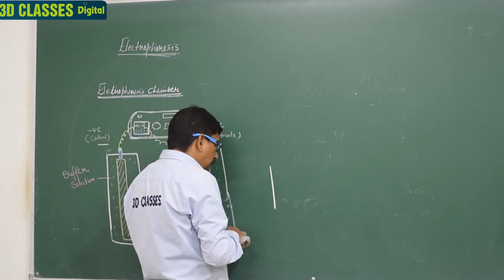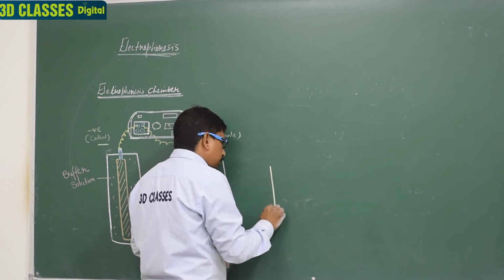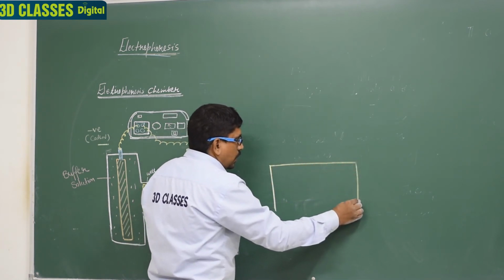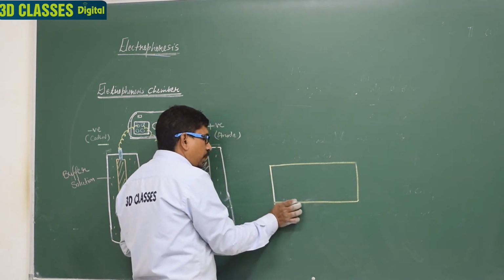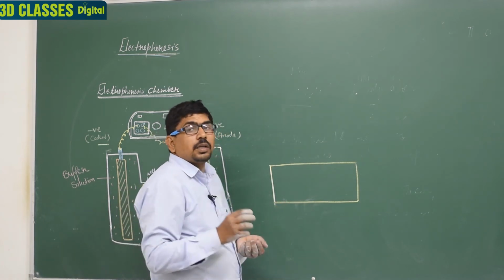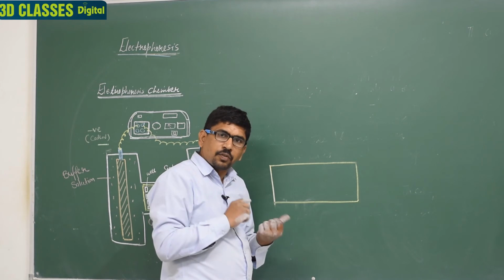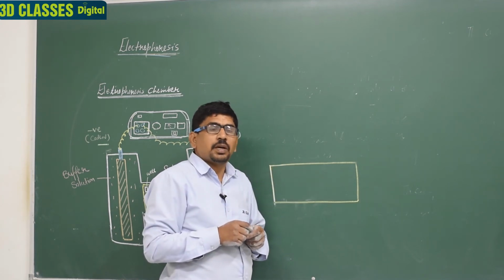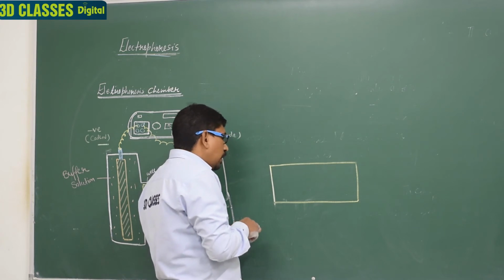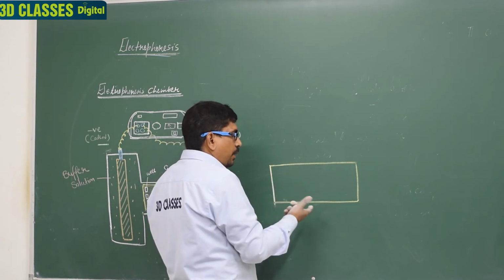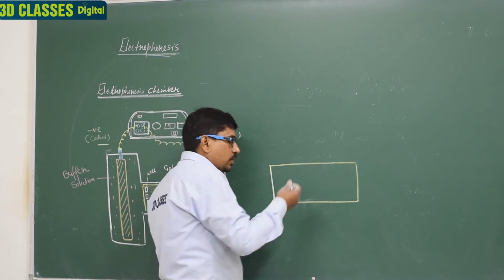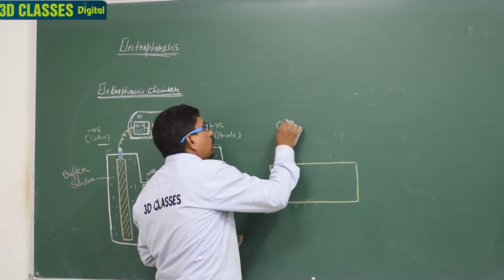we make a gel. This is a gel and this gel is made in a gel chamber. The gel plate is made by the gel chamber, and a gel chamber means a rectangular type structure is present, and we require a gel comb.